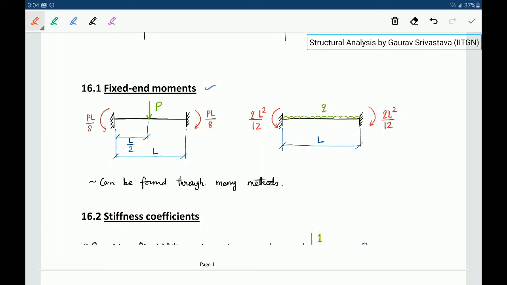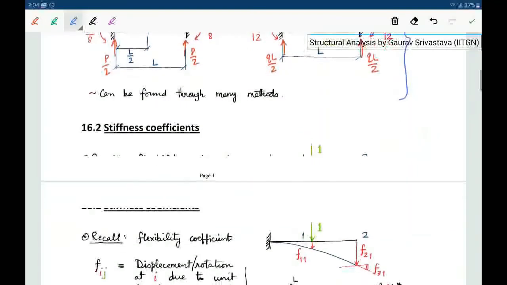So I think we can also show the vertical reaction here, that will be P by 2 and P by 2. And in this case, it is going to be QL by 2 and QL by 2. Okay. So like this, the fixed end moments and forces are all available. They can be calculated by many methods.